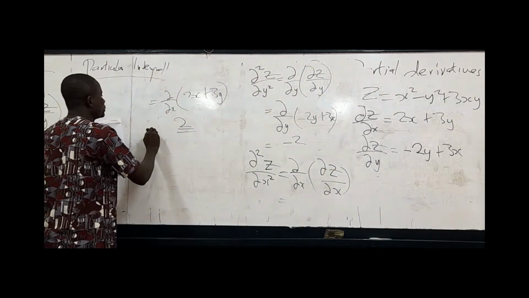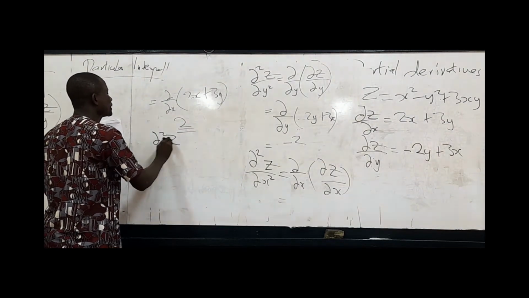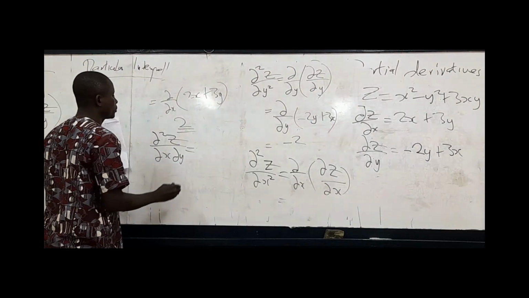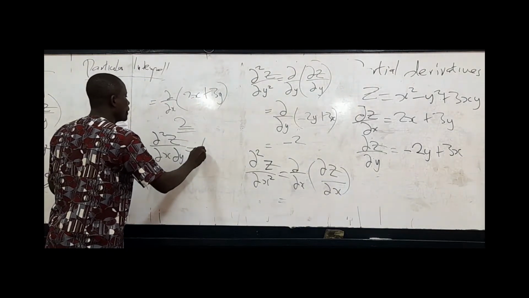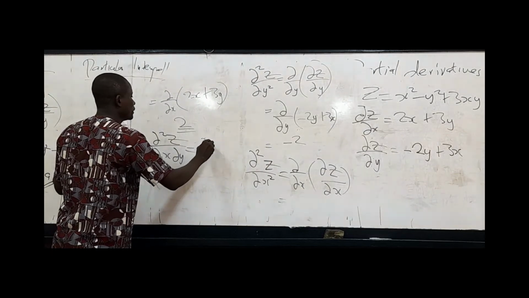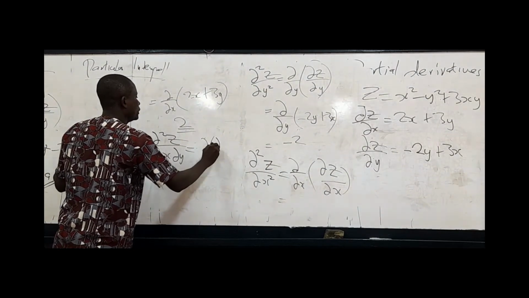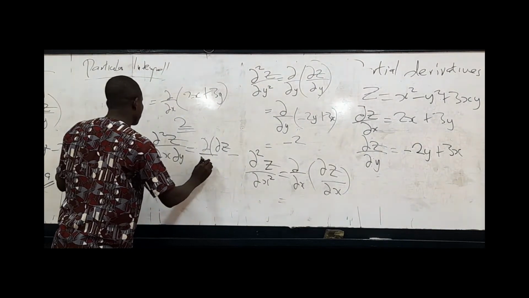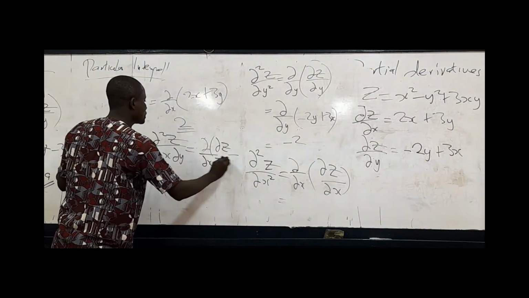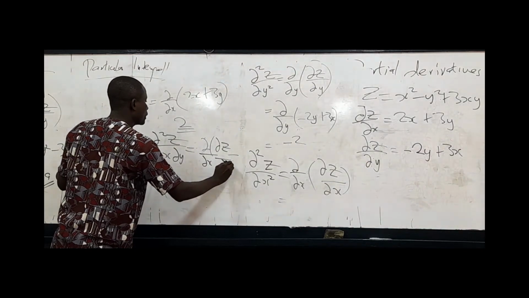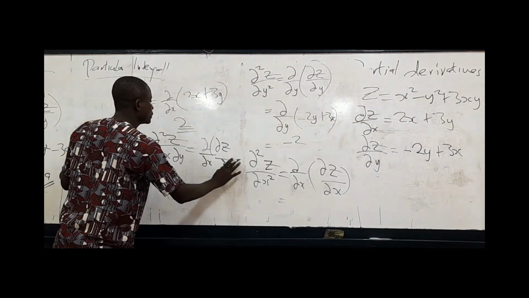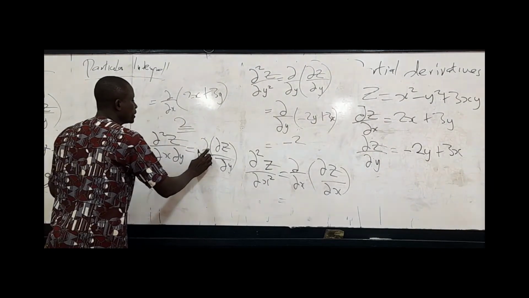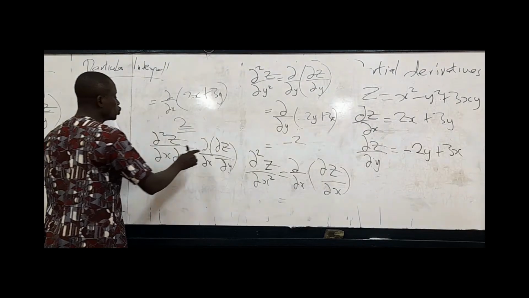Then we have the square z over the x, the y. This will be the z, then down here is the x, the y. Okay, something like this. It's not 6, so please take note. And it is not 2, remember.